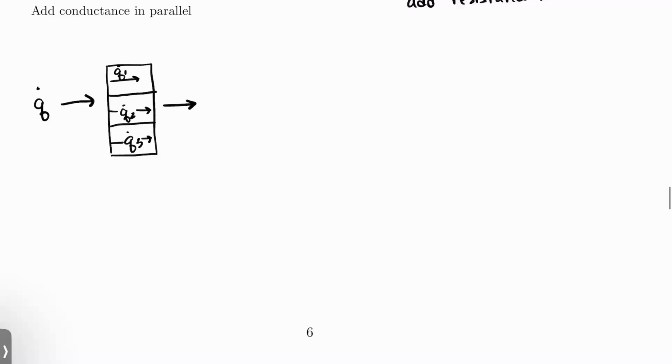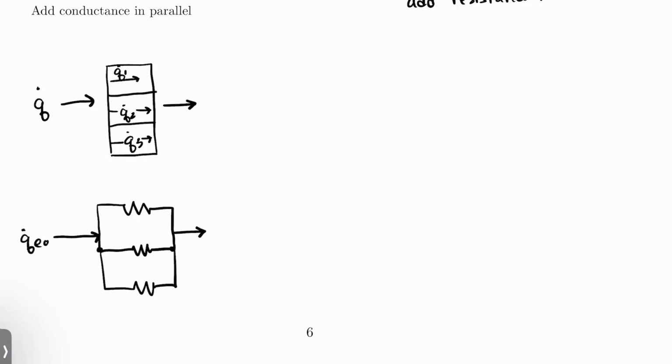The electric system equivalent of how we would draw this is the following. So our resistors are now in parallel. This is R1, R2, R3. Sorry, this is just Q dot. And we have T1 on this side and T2 over here.